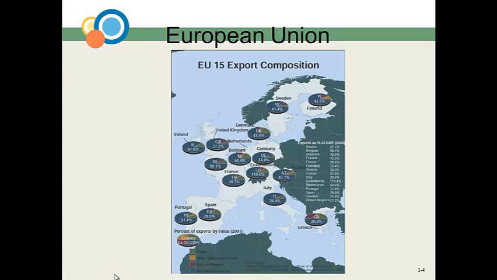And we hear a lot about the European Union, and that includes all the countries shown here in light gray. And that includes Austria, Belgium, Denmark, Finland, France, Germany, Greece, Iceland, Italy, Luxembourg, the Netherlands, Portugal, Spain, Sweden, United Kingdom.